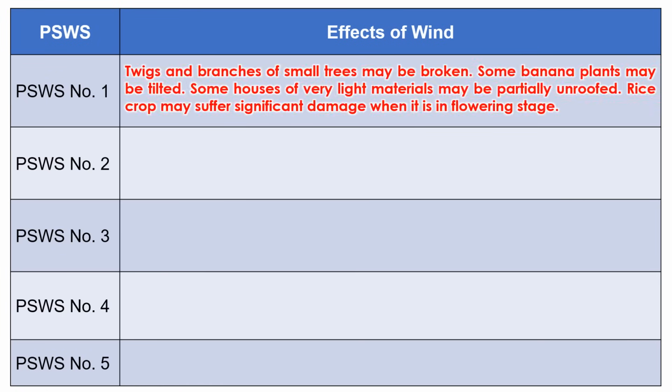Twigs and branches of small trees may be broken. Some banana plants may be tilted. Some houses of very light materials may be partially unroofed. Rice crop may suffer significant damage when it is in flowering stage.